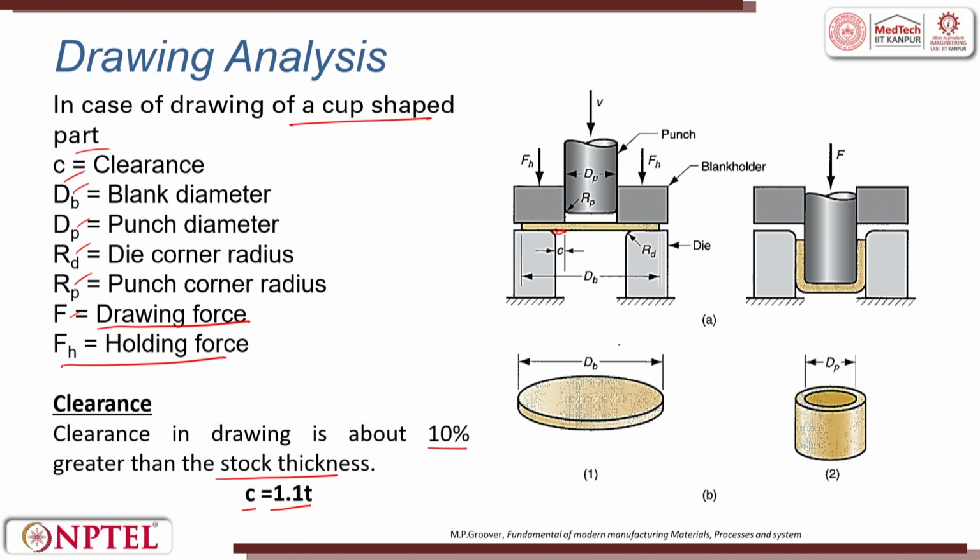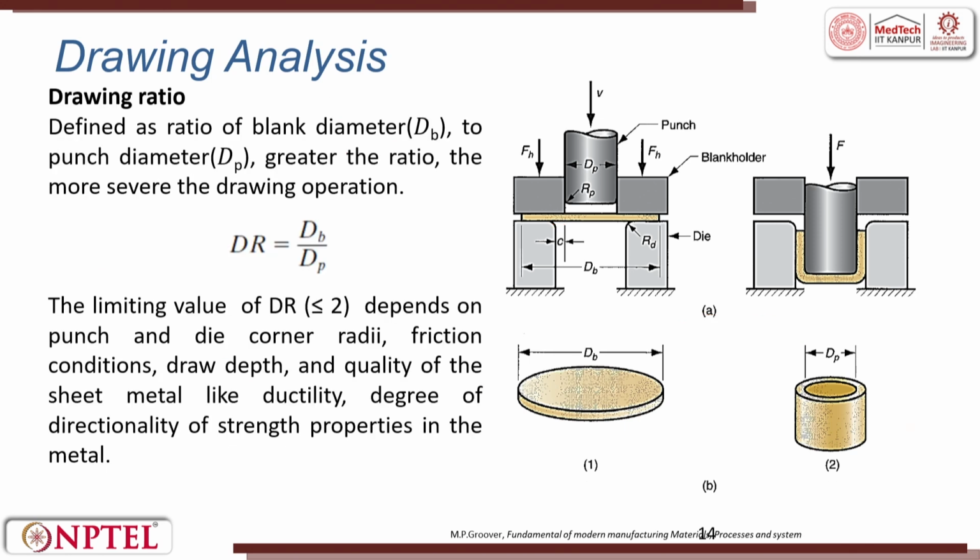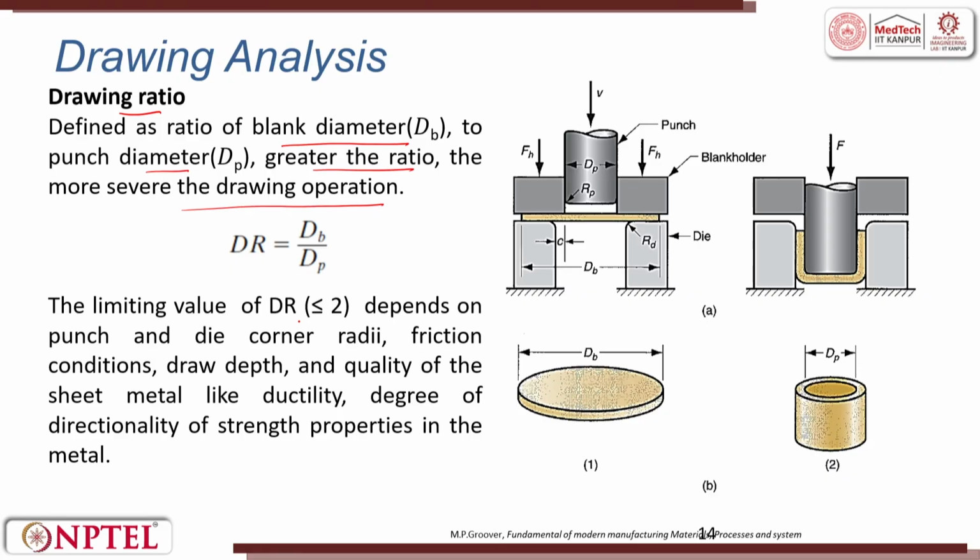So this is a plate that is drawn into a cup. This plate in technical terms is known as blank. So this is the drawn cup. Here we find a ratio called the drawing ratio. This is defined as the ratio between the blank diameter and the punch diameter. Greater the ratio, more severe is the drawing operation, which means if a bigger blank is there, the drawing would be more deep, it will be more severe if blank diameter is higher. If punch diameter is higher, blank is smaller, this ratio would be smaller.